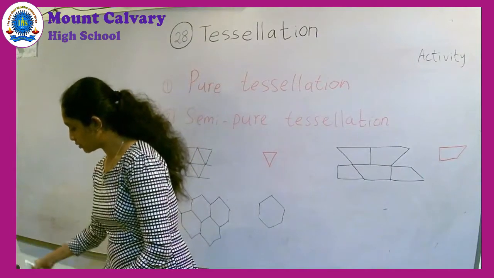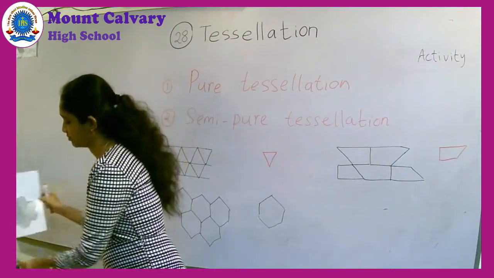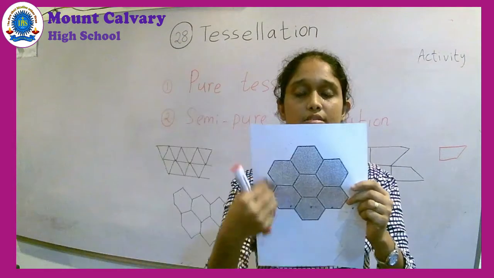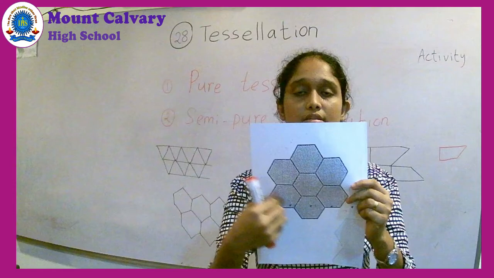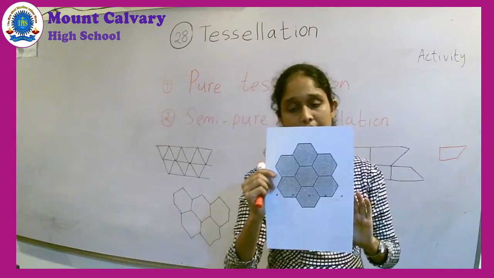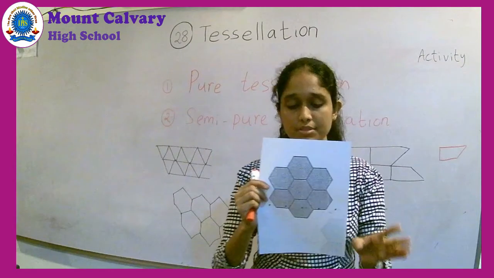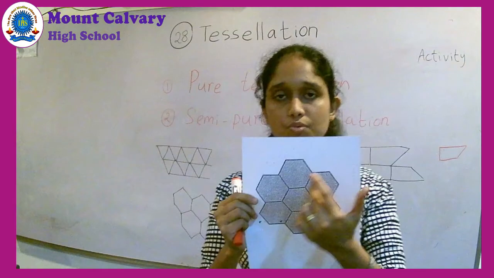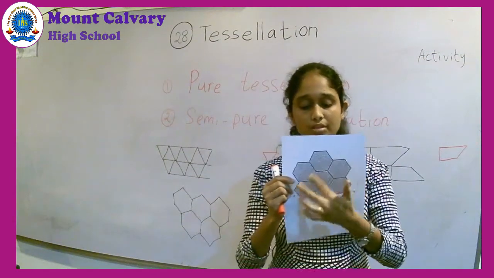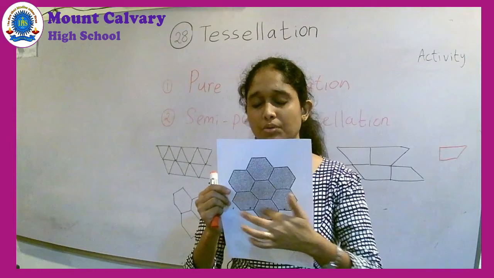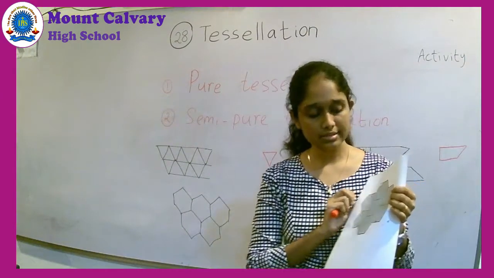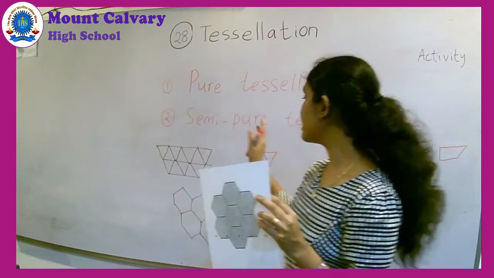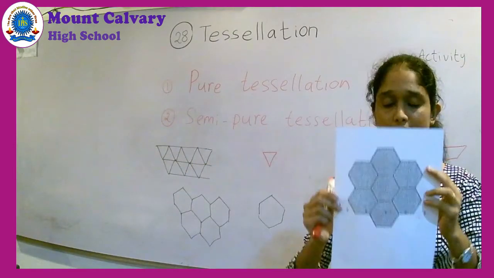Okay, so take this one, right? Yes, there is only one shape. What is the shape? Yes, it's a hexagon, but no other shapes, no triangles, no circles, no trapezium. So there is only hexagon, right? So since it is having only one shape, we call this one a pure tessellation.